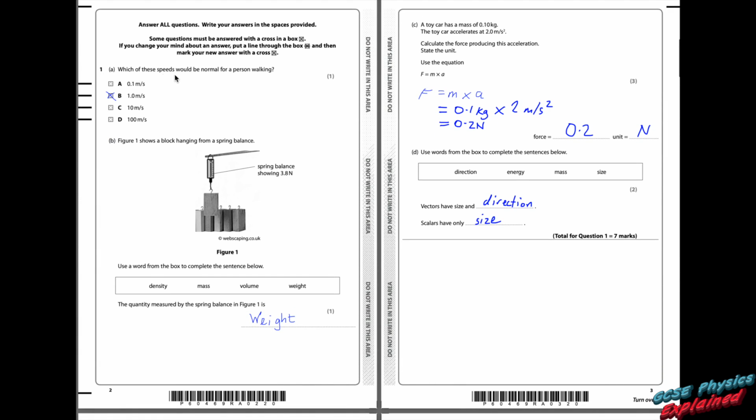Question 1. Which of these speeds would be normal for a person walking? Well, you take about 1 metre as a step per second. So that's 1 metre per second.